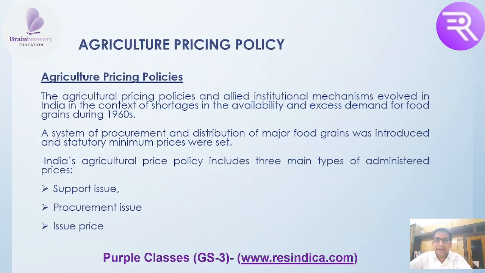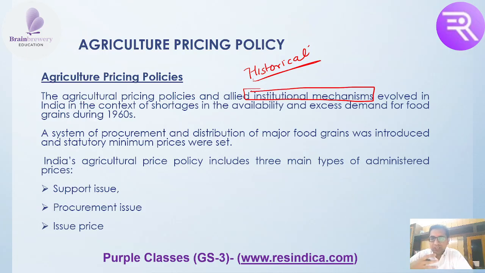Now, what is the agriculture pricing policy in our country? So here we will be going in a historical way. Historically, agriculture pricing policy is an institutional mechanism that we are providing, a proper set mechanism, like what the prices are and how we are going to do it.